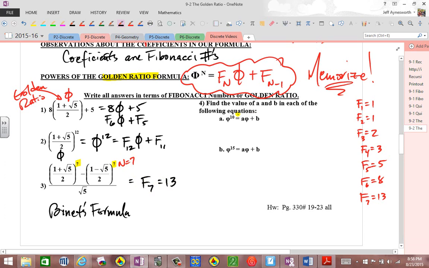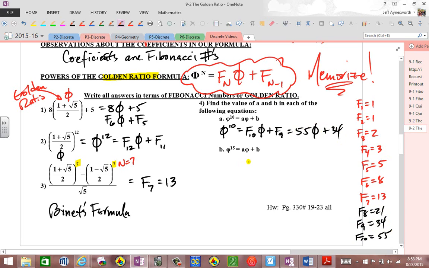On the fourth one here, we're going to find the value of a and b in each of the following equations. All right, so phi to the 10th, what is that? Well, let's go. Phi to the 10th, according to this, is the 10th Fibonacci times phi plus the one before it, which is F9. Okay, so what is that? F8 is 21, F9 is 34, F10 is 55. So this is equal to 55 times phi plus the one before it, 34. Okay, just develop the Fibonacci numbers again.